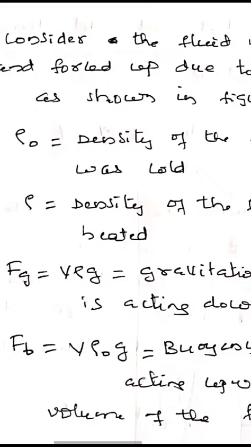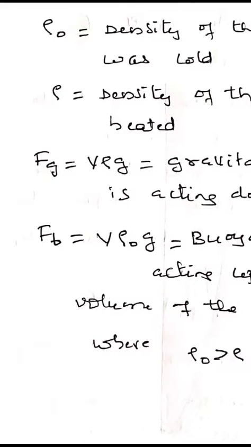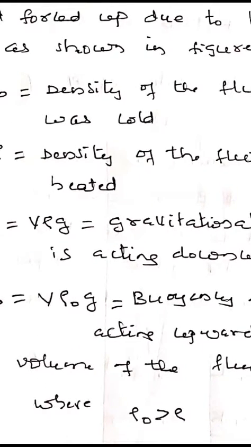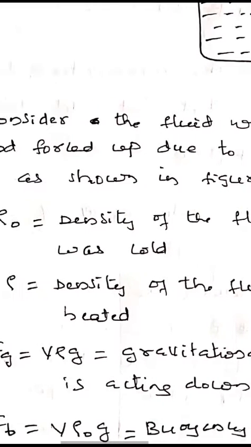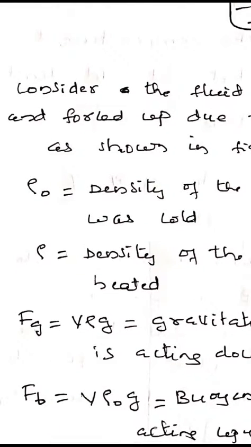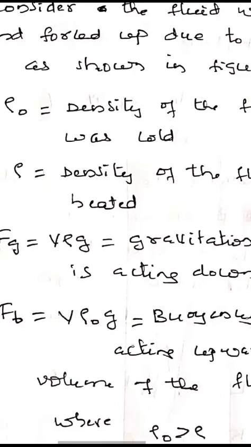Gravitational force is equal to V rho g, then the buoyancy force is V rho_0 g. What is rho_0? Rho_0 is the density of the fluid when it is cold. Rho is the density of the fluid when it is heated. So rho_0 is more than rho.